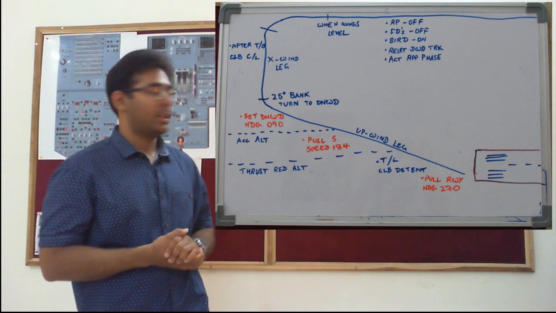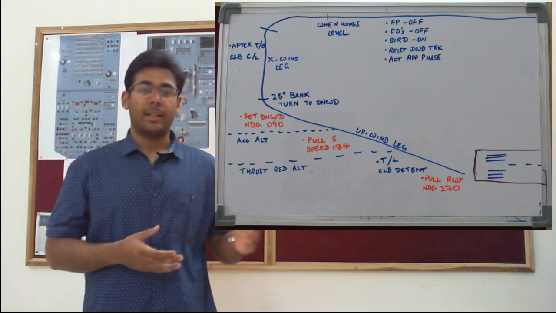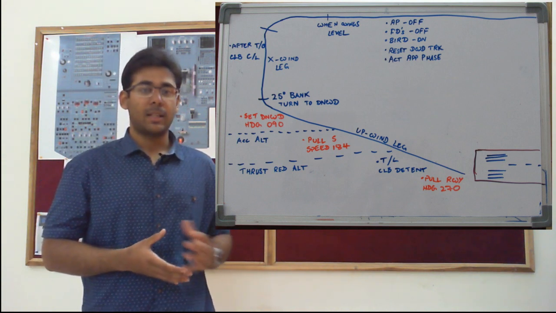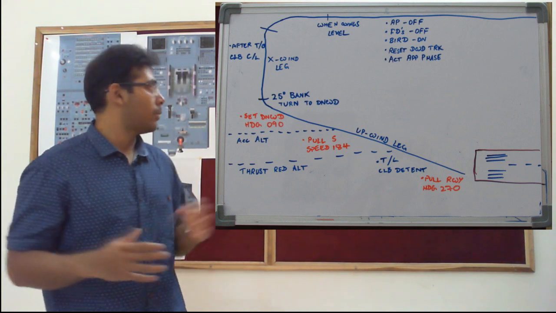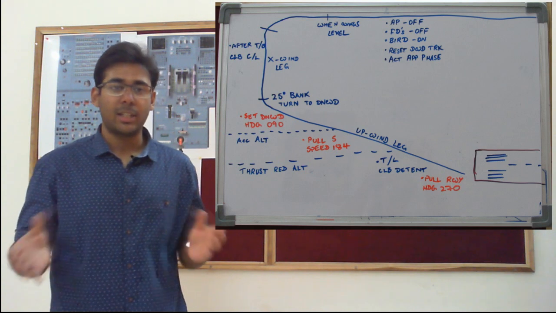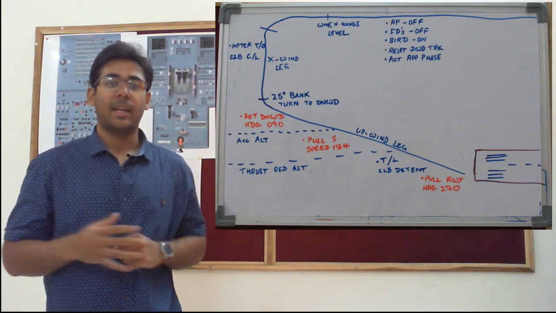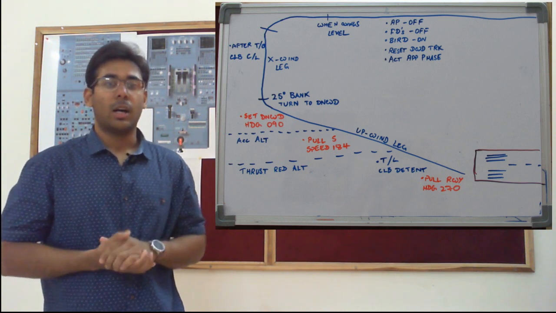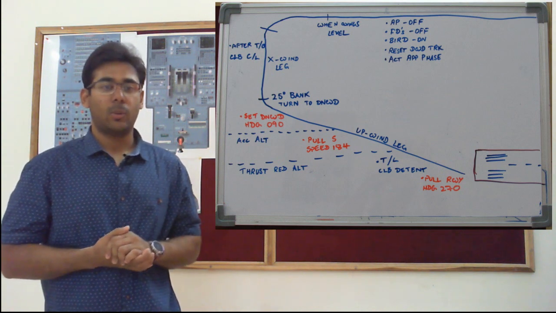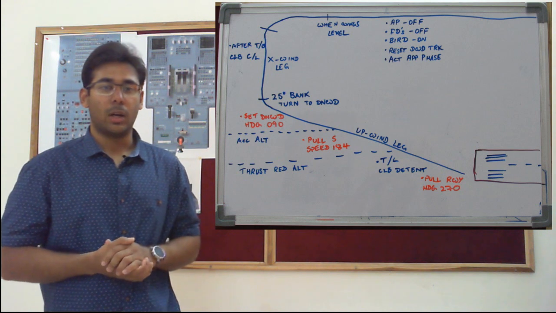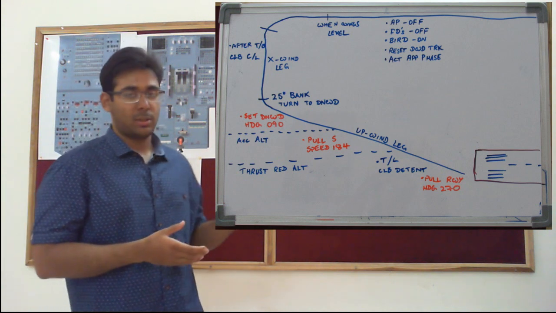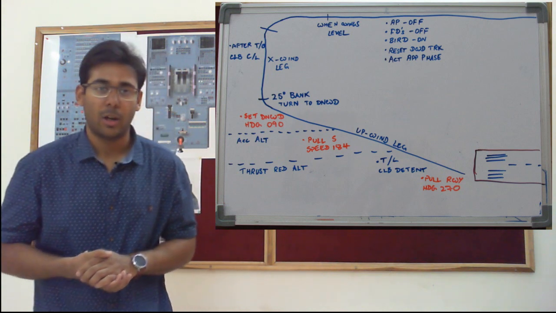Then once you're at the thrust reduction altitude, you will get the thrust levers to the climb detent, and you'll call out the FMA. One more thing, from here onwards, any change in the FMA is a mandatory call out. So when I'm in the simulator, we'll follow that procedure, and I want all of you to follow the same. Any changes to the FMA will be a mandatory call out.